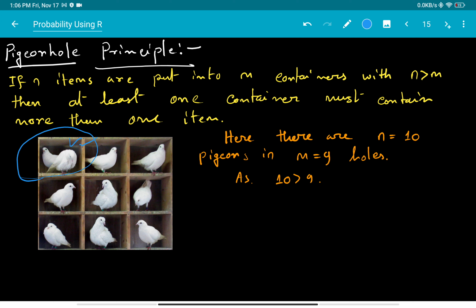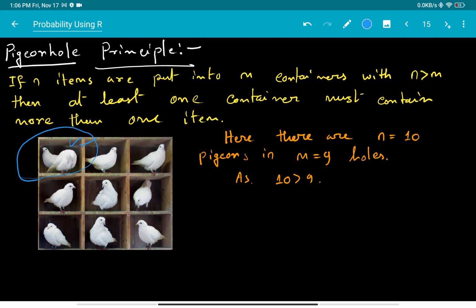We can do several kinds of combinatorial problems, and we can also use this pigeonhole principle in solving combinatorial probability problems. So this is a very nice concept.